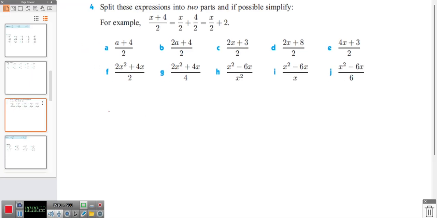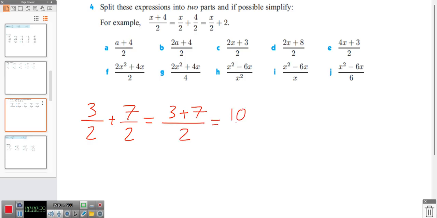Now, generally speaking, when you were younger, you would see questions such as this. Let's say 3 over 2 plus 7 over 2. And you would transform it into the situation where the denominator stays the same, but the numerators add up. And this ends up turning into 10 over 2, which simplifies to be a 5.